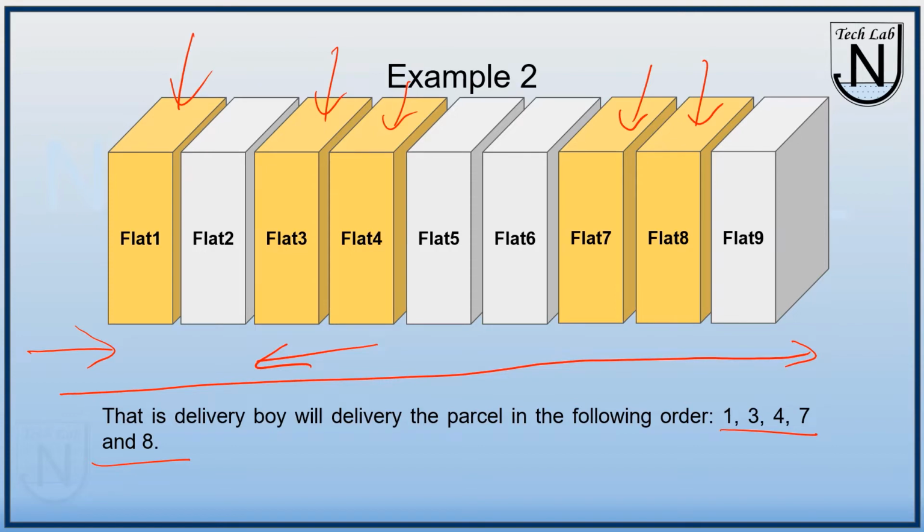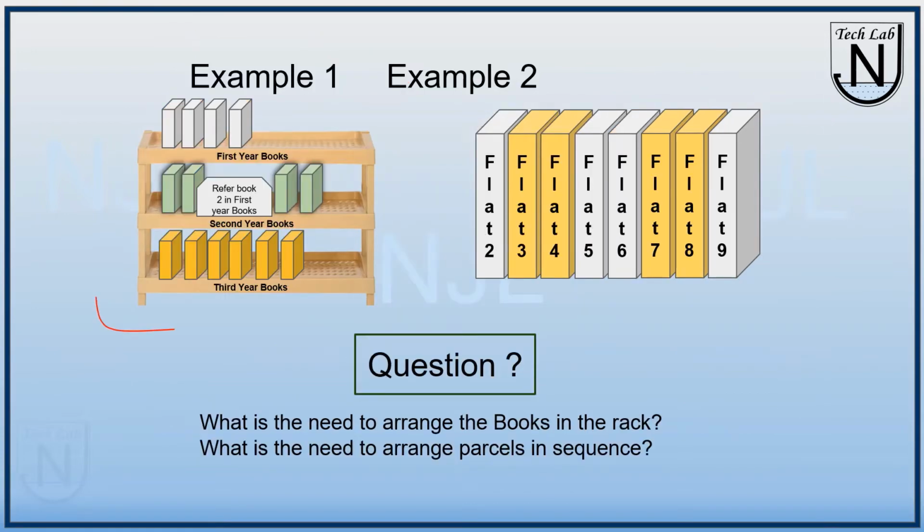So again, the main thing is the time complexity, how much time we can reduce by arranging things, and how much space we may save by arranging things. Overall, now the question is: what is the need to arrange the books in the rack? I already answered this, but it is here for you to think again. And what is the need to arrange parcels in sequence?